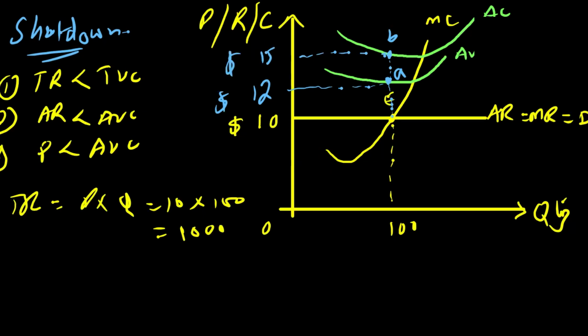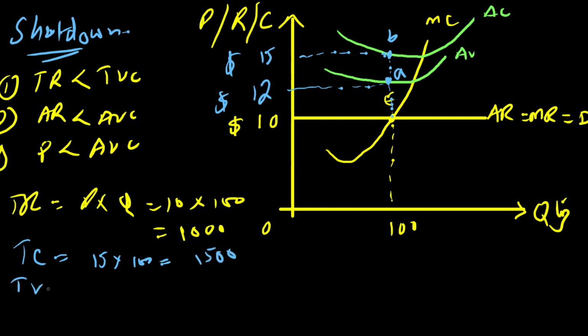So average variable cost is $12 and average cost is $15, while price is $10. So we will find out total cost. Total cost is average cost multiplied by quantity. So average cost is 15, quantity is 100. So 15 into 100 will give us $1,500.